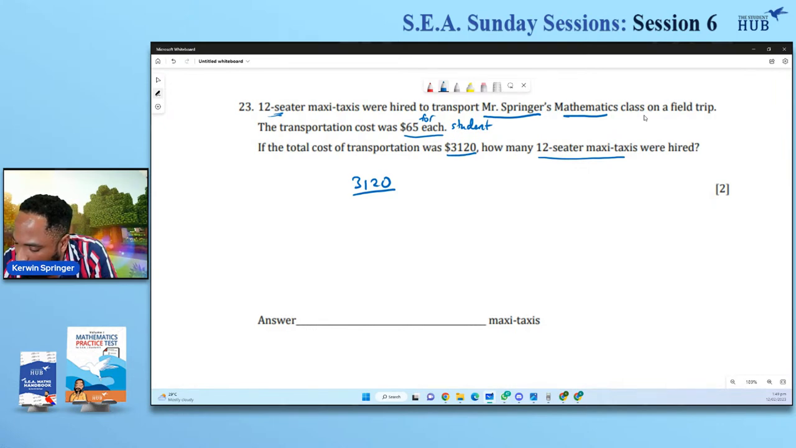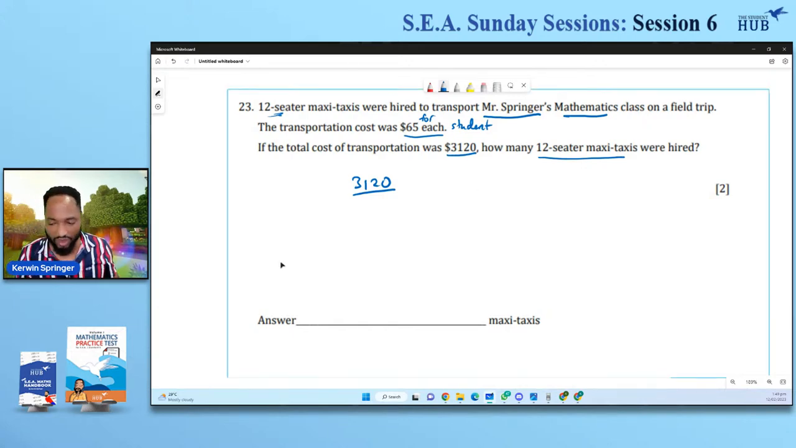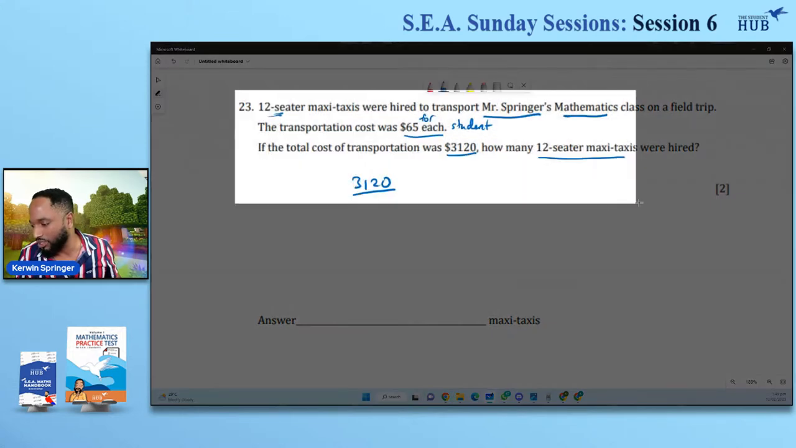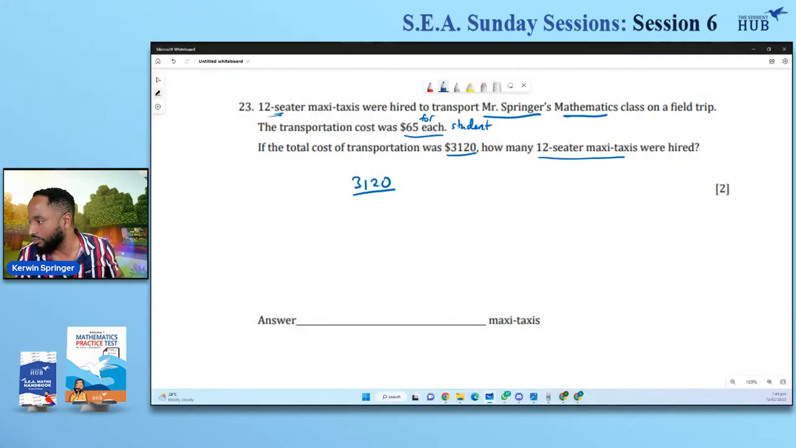The cost was 65 for each maxi. Let me make it 65 for each student. If it's 65 for each maxi, well, you all know what to do. You just divide by that. But it should be 65 for each student.